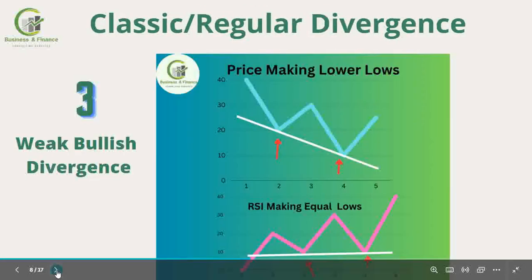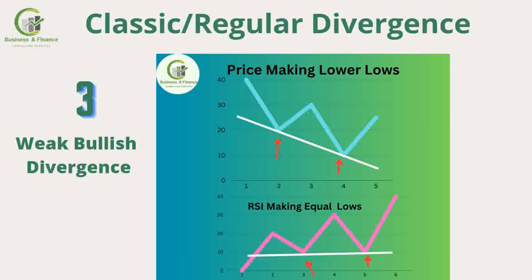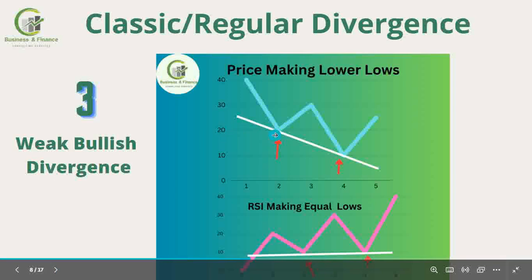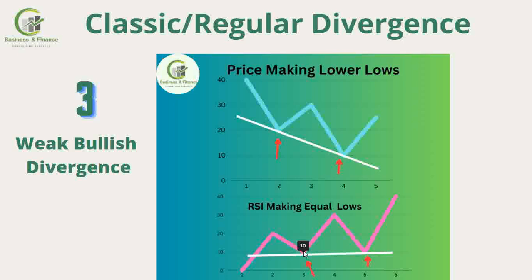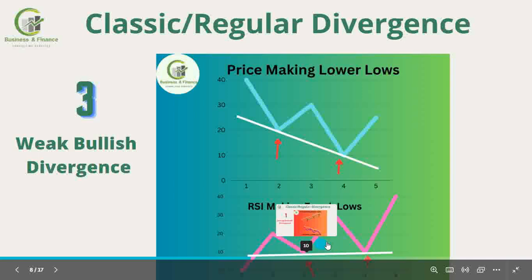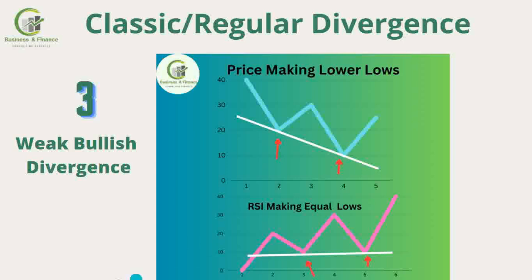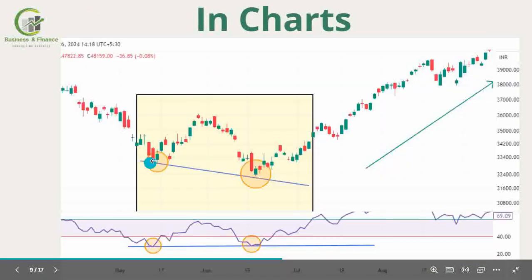Now third, the classic bullish divergence is a very weak divergence, where the price is making lower lows whereas the RSI makes equal lows. The RSI indicator helps us identify the strength of the market. If the trend strength is low, the market will also have a very weak reversal. So here you can see the live example. The price is making lower lows while the RSI is making equal lows.